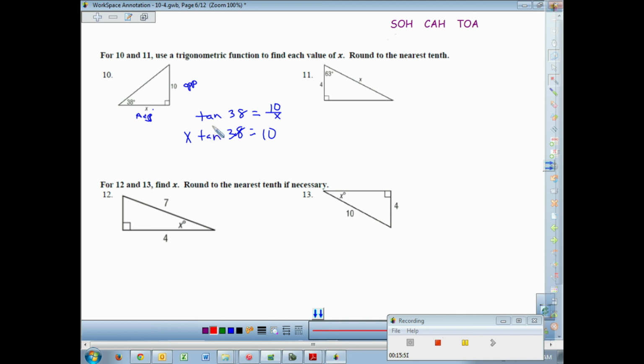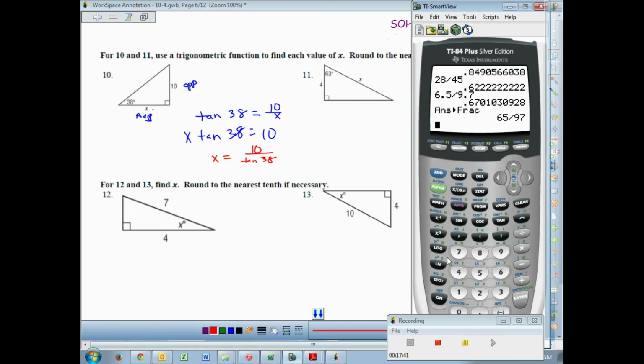Realize there are no 38s in this number at all. It is the tangent of 38 that we need to divide by. So x equals 10 over the tangent of 38. And now we punch that in our calculator: 10 divided by the tangent of 38, and close the parentheses because it automatically puts that parenthesis.